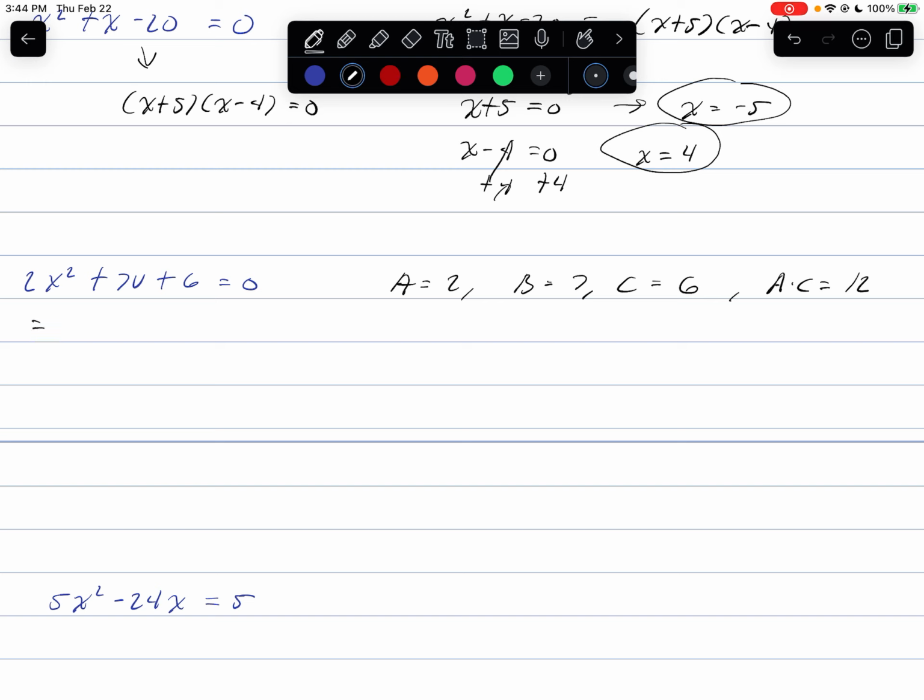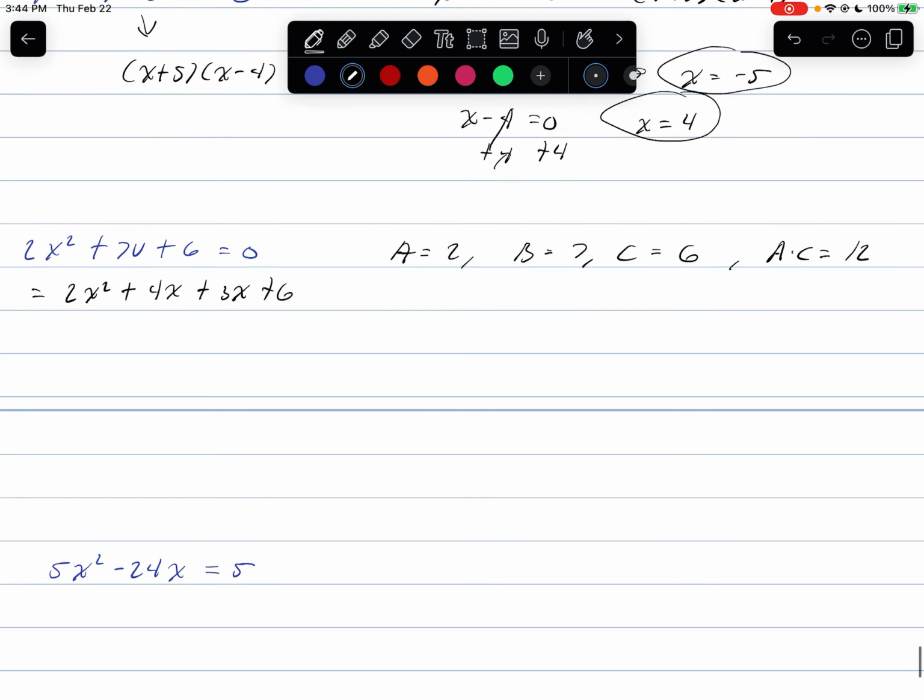So we can go ahead and write this as 2x squared plus 4x plus 3x plus 6. And just as a reminder from the previous video where we talked about this, this doesn't change the value of anything. And the reason it doesn't change the value of anything is because 4x plus 3x is equal to 7x. Sorry, I put a v here, I should have put an x. So nothing really changes. All we're doing is splitting up that middle term.